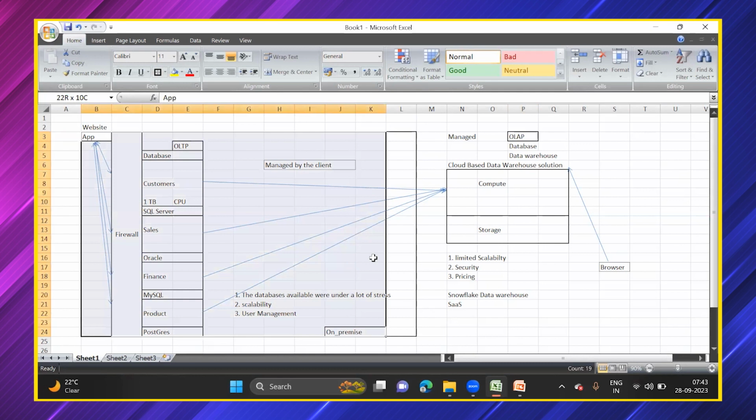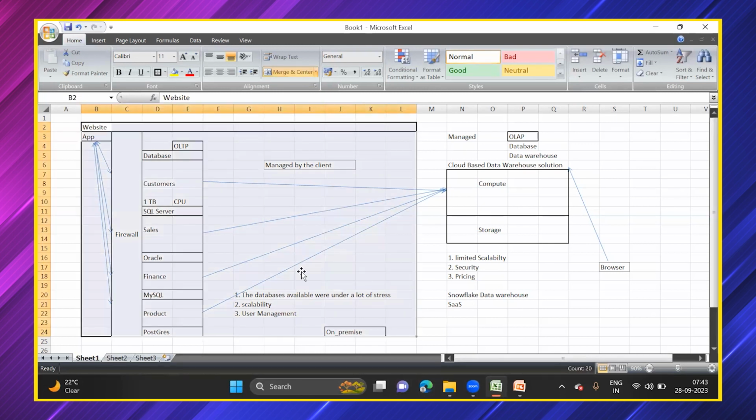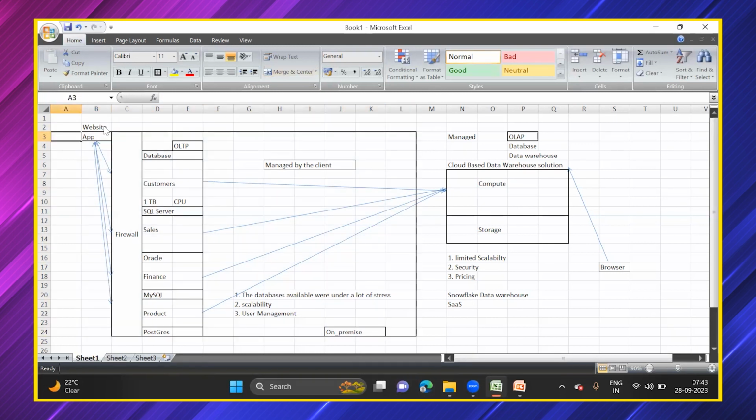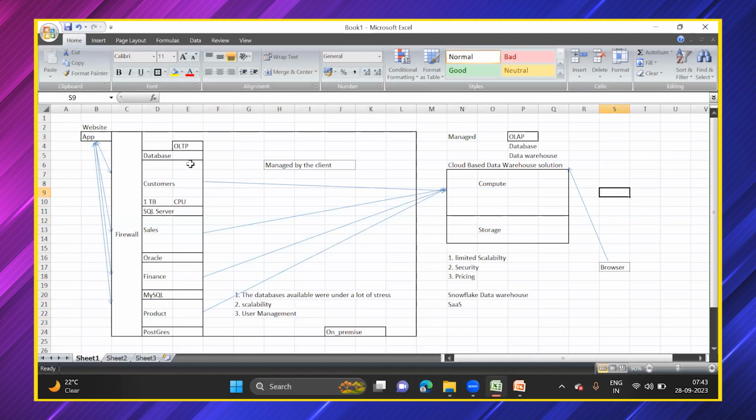Everything here is on premise. We can do the migration of all these things to the cloud as well. It again depends on the client's requirement, whether they want the OLAP system on the cloud or want everything on the cloud. So we will have to do the migration if they want. The website can be on premise or on cloud. It all depends on how the client wants to use it. If they want to migrate all these OLTP systems to the cloud as well, they can do that. So everything can be on the cloud.